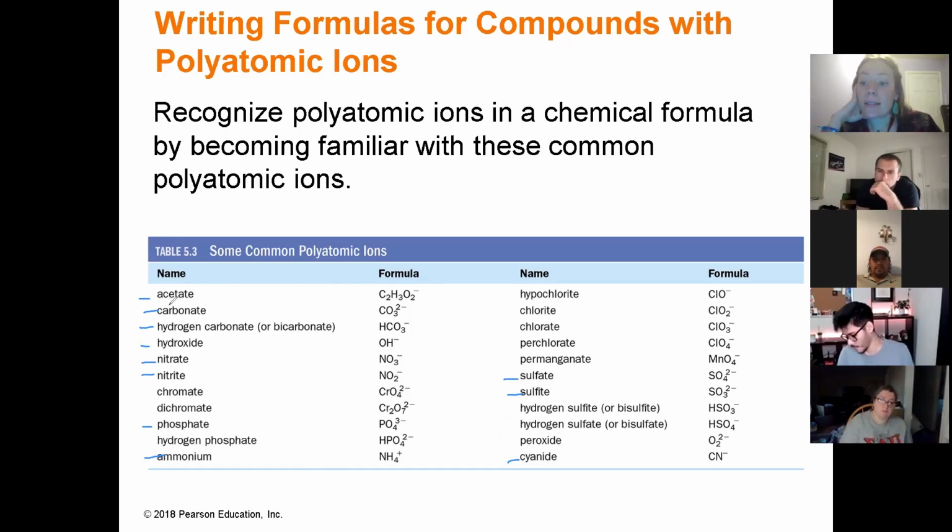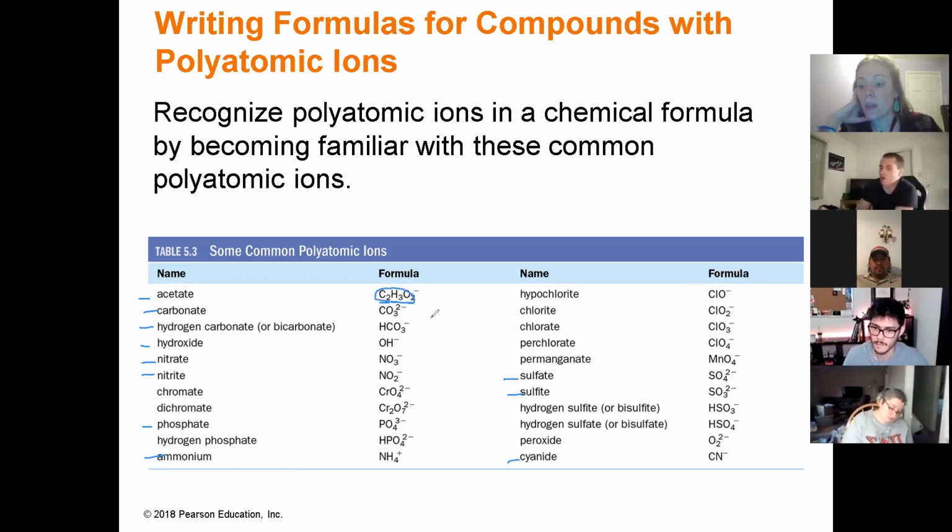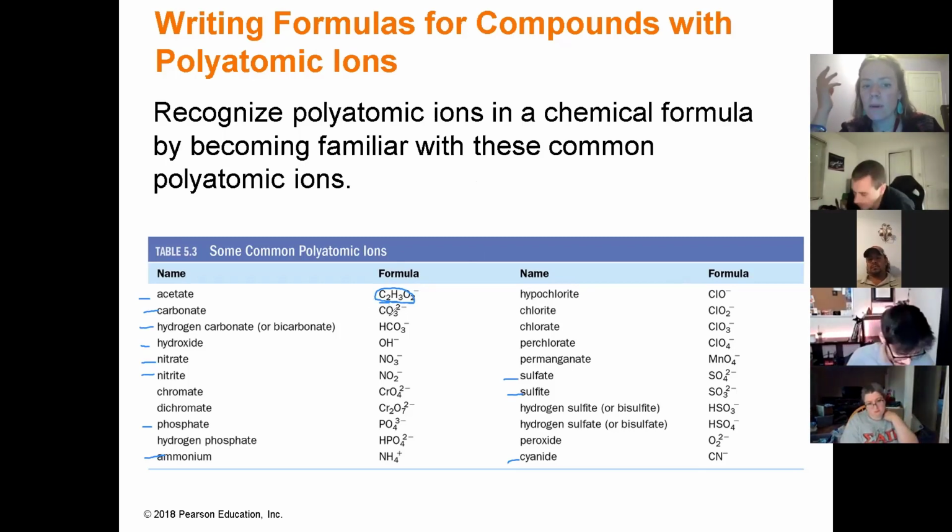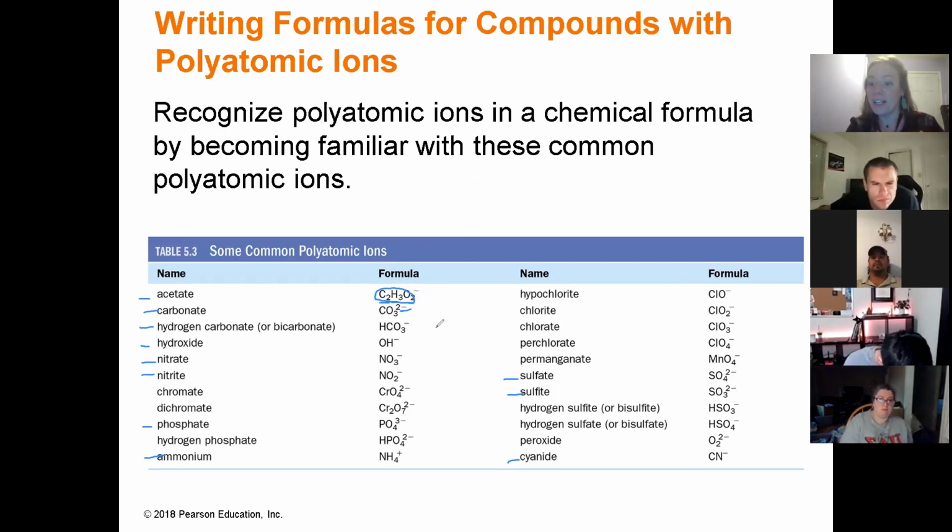So when we're talking about acetate, acetate has a formula of 2 carbons, 3 hydrogens, and 2 oxygens. And this whole thing has a -1 charge. The charge on your polyatomic ion is just as important as the number of atoms, right? Sometimes people get stuck with, oh, carbonate, it's 1 carbon and 3 oxygens, that's all I need to know. No, you need to know carbonate has a 2- charge. Why? Because the charge tells us how many of the metal we need to balance it out. So you've got to have the charge number.